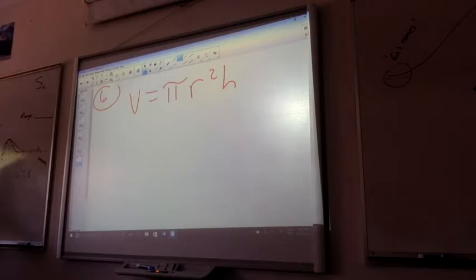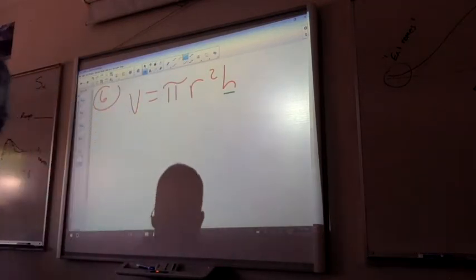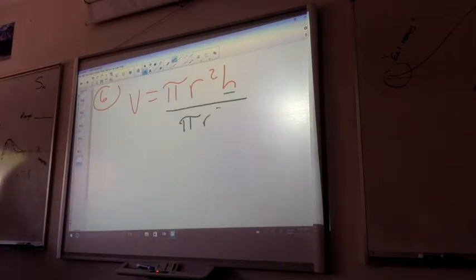What are we solving for here? H. All right, so we want h alone. So how are pi r squared and h being held together? Multiplication. What undoes that? Division. So if I divide both sides by pi r squared, agree? So this cancels this, yes?